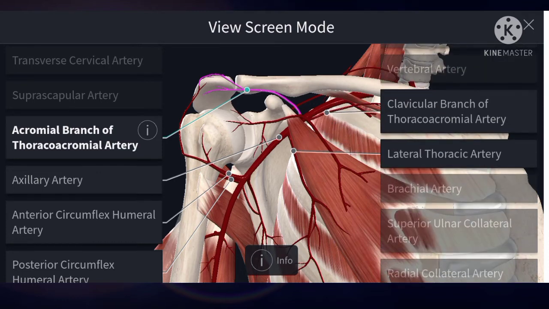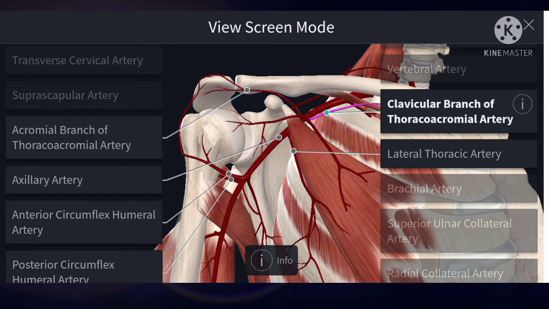Now we will talk about the clavicular branch of the thoracoacromial artery. As you can see here, this is the clavicular branch of the thoracoacromial artery, and it runs superomedially deep to the pectoralis major muscle and supplies the acromioclavicular joint and subclavius muscle. Apart from this branch, the thoracoacromial artery also gives rise to the pectoral branch and the deltoid branch.